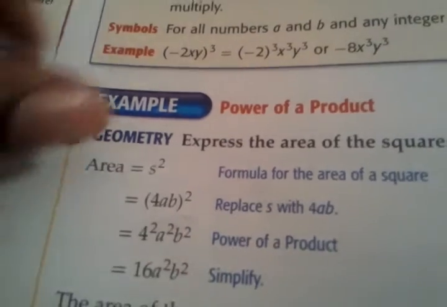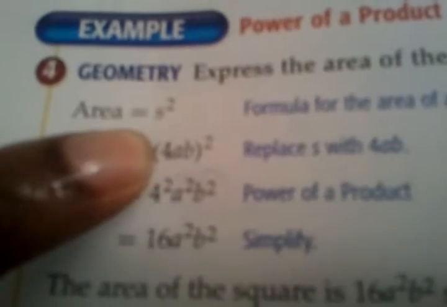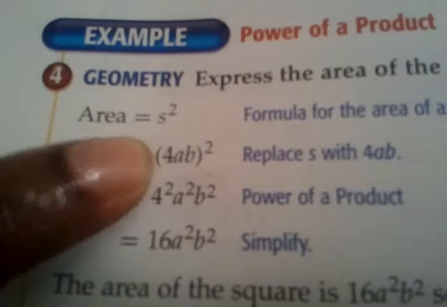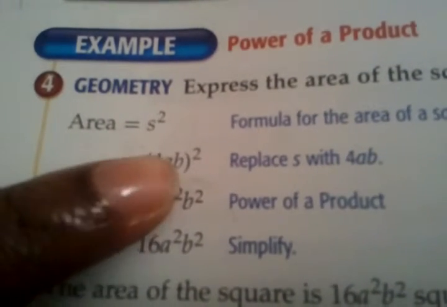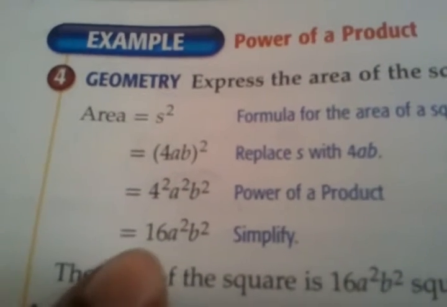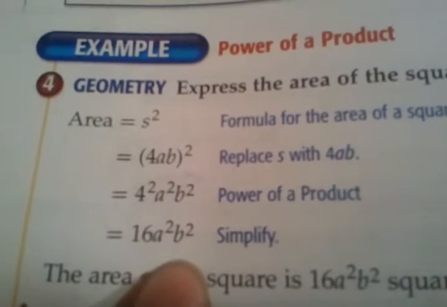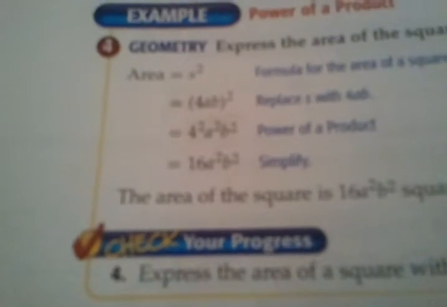Just as we said before, we distribute that exponent to each one of the exponents. That is 4 to the first, so that's 4 to the 1 times 2 power, so that's 4 squared. This is A to the 1 times 2 power, so that's A squared. And that's B to the 1 times 2 power, so that's B squared. So that becomes 16A squared B squared. So those are some questions that I want you to take a look at.